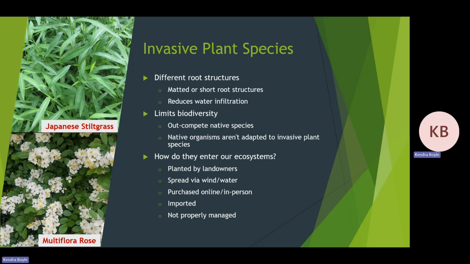Invasive species can enter the environment in several ways. Oftentimes, they're simply transported via wind or water. They can be purchased and planted by landowners for aesthetics but aren't usually well maintained. Invasive species can be difficult to maintain, so having a multi-year maintenance plan is ideal.